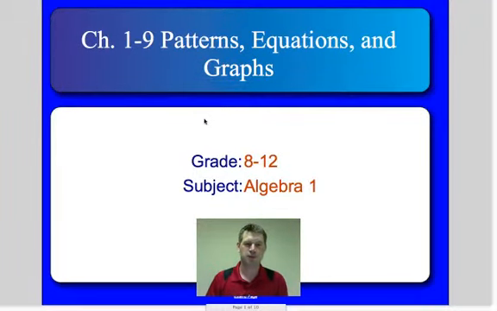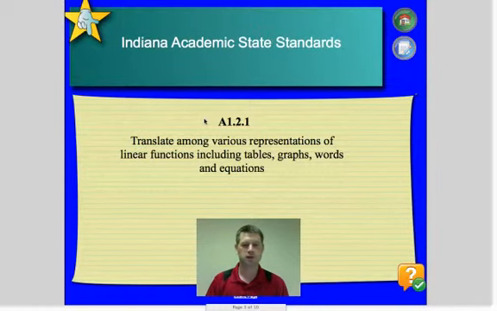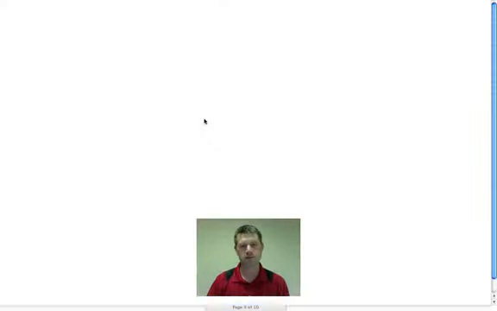Okay, well today we're talking chapter 1-9, patterns, equations, and graphs. Okay, this is the last section of this chapter. And the objective for today is going to be use tables, equations, graphs to describe relationships. Okay, so this is definitely involving standard A1.2.1. Okay, translate among various representations of tables, graphs, words, and equations.